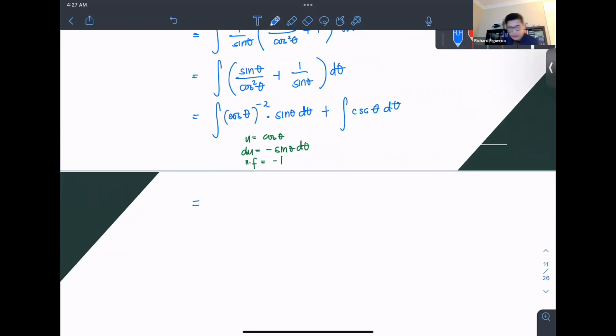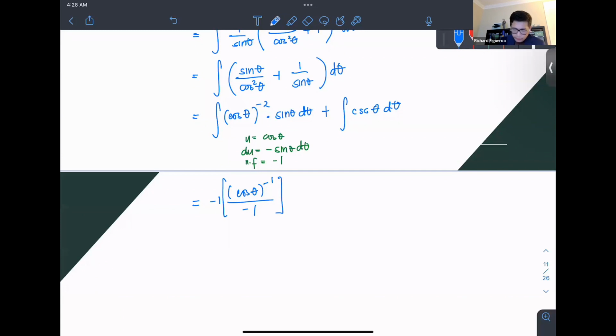So that's our answer there then. So the neutralizing factor of -1, then multiply it with cosine theta raised to -2 plus 1, that would be -1. Cosine theta raised to -1 all over -1. So -1, multiply it with cosine theta raised to -1 over -1. So power rule.